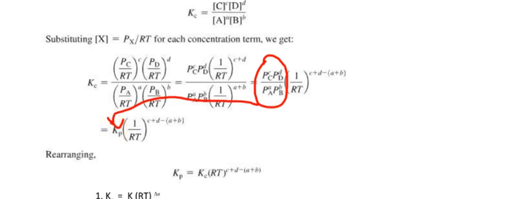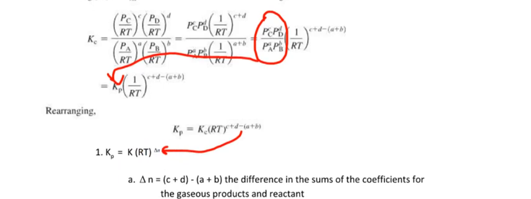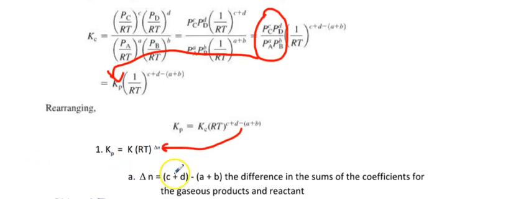All right, so back to this again. Here's my equation now, and now I have substituted right here (c + d) minus (a + b) for delta n. Well, what's that delta n? Delta n is the coefficients of your products minus the coefficients of your reactants, okay? In other words, it's the difference. You're subtracting the sums of the coefficients for your gaseous products and your reactants, okay?